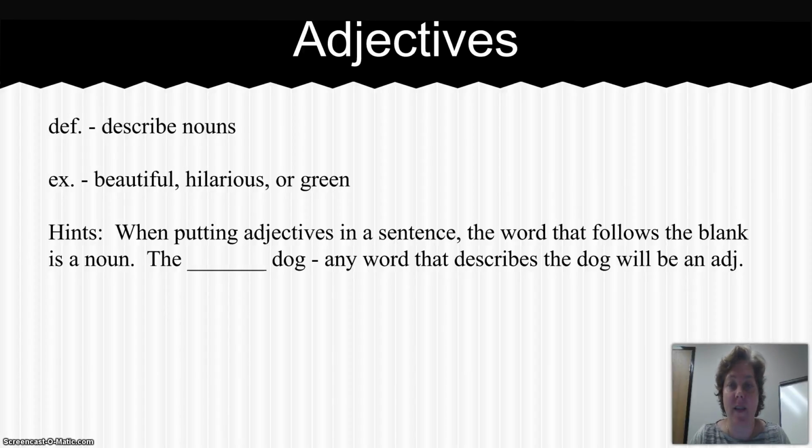When putting adjectives in a sentence, the word that follows the blank is a noun. For example, the blank dog. Any word that fits that blank that could describe a dog, those would all be adjectives.